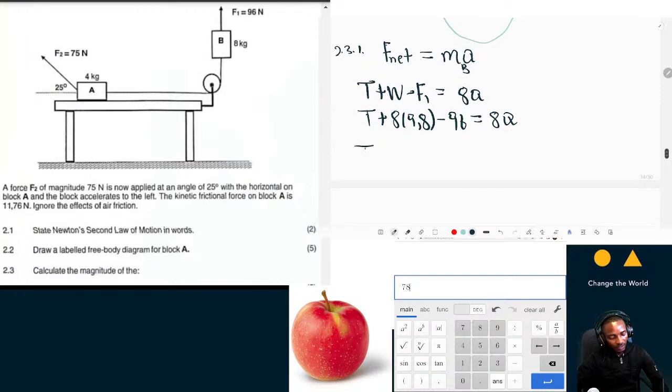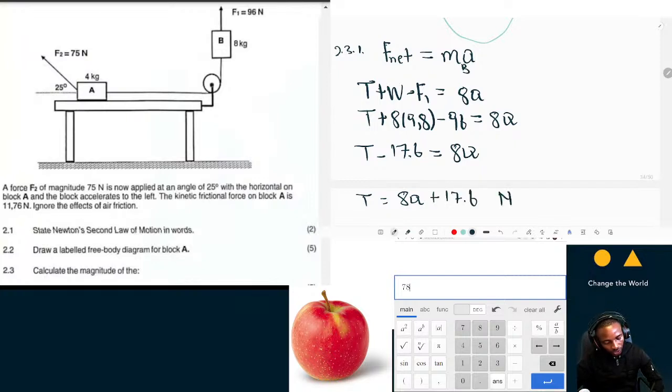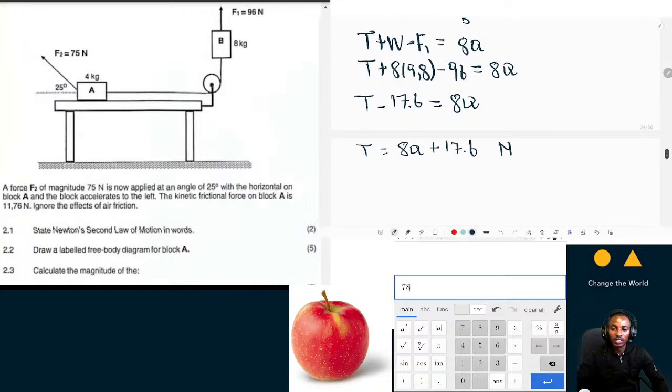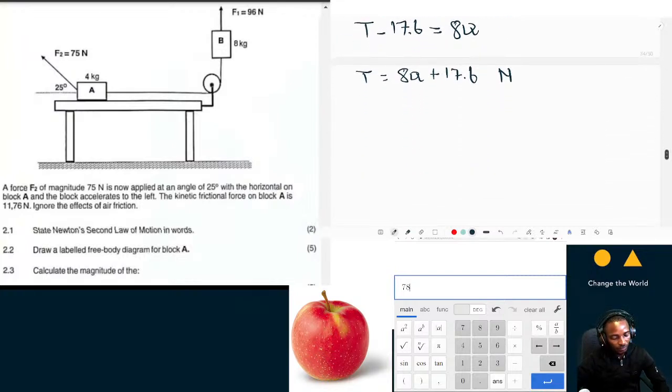Okay, now let's make T the subject of the formula. Using our calculator, we first simplify the numbers. We have 8 times 9.8 minus 96, which adds up to −17.6. This is equal to 8a. Therefore, the tension will be equal to 8a plus 17.6 newtons. So that's our tension. Then we are done with the first block. So let's move to the second block.